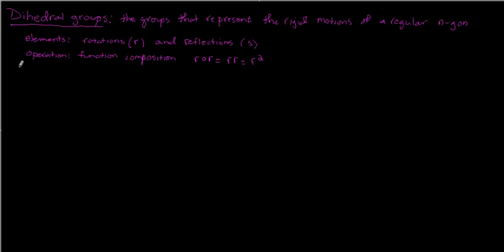Okay, so let's take a look at an example. Before we do that, let's just write down some notation here. And the notation for dihedral groups is the following. It's D sub 2n. And so this is the dihedral group of the regular n-gon. And so that's what that n represents. So if we take a look at an example, we'll take a look at D8. Get rid of the stray markings here. Sorry about that.